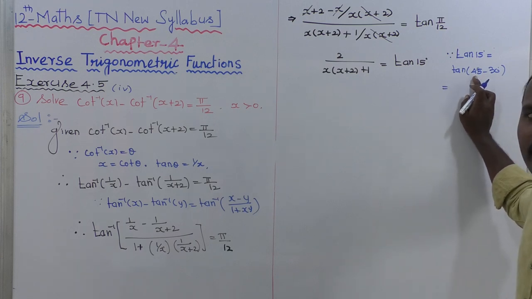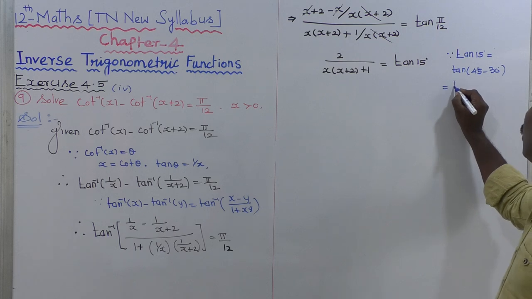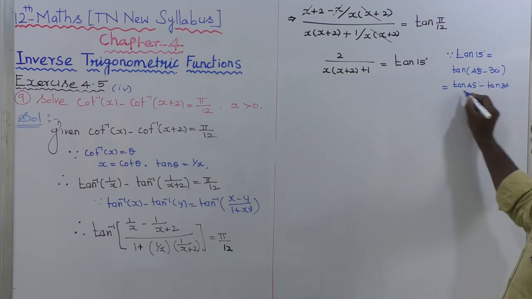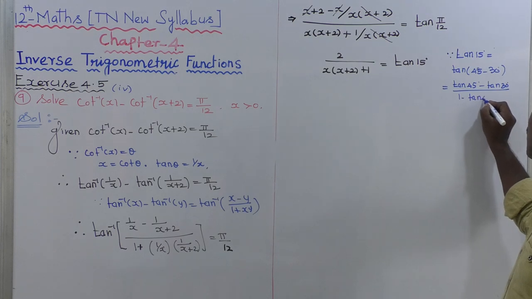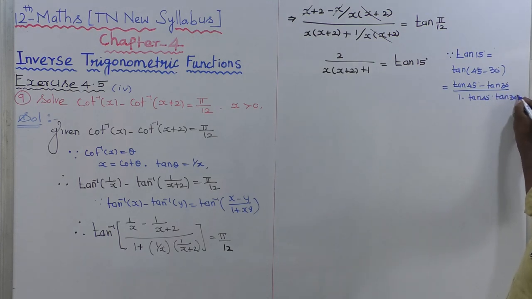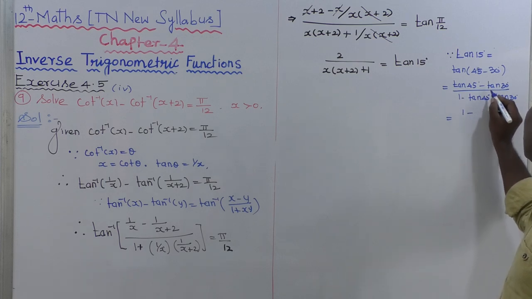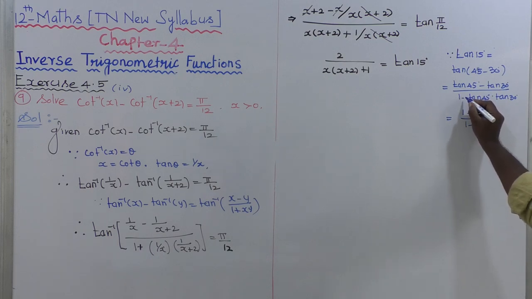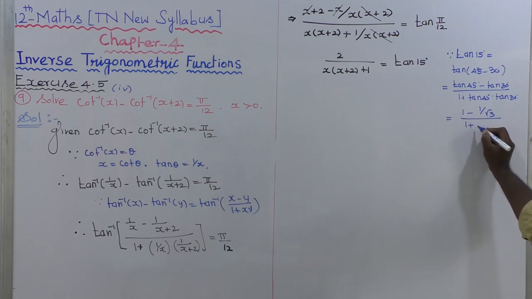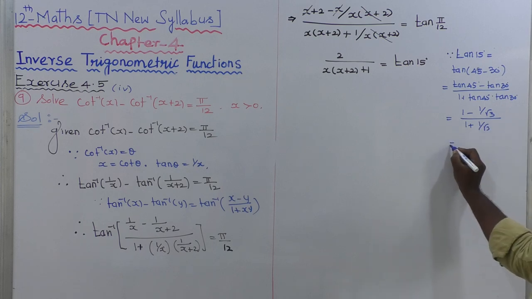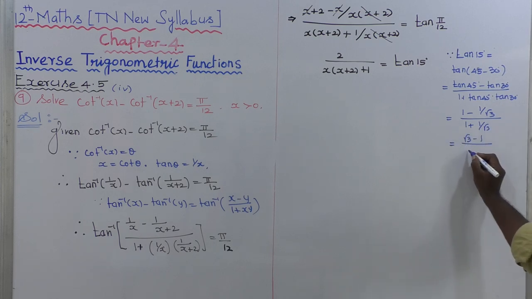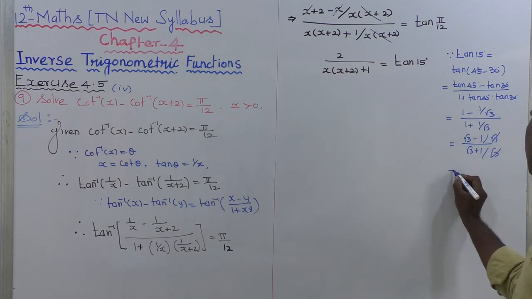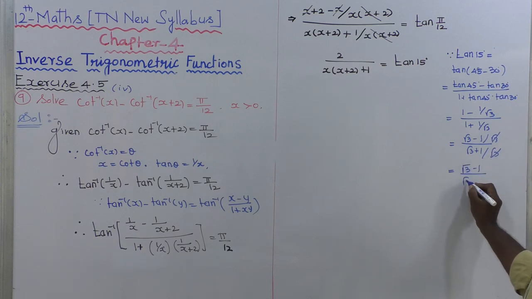Using the formula for tan (A minus B): (tan 45 minus tan 30) divided by (1 plus tan 45 times tan 30). Tan 45 is 1 and tan 30 is 1 by root 3. So (1 minus 1 by root 3) divided by (1 plus 1 by root 3), which equals (root 3 minus 1) divided by (root 3 plus 1), as the root 3 denominators cancel.